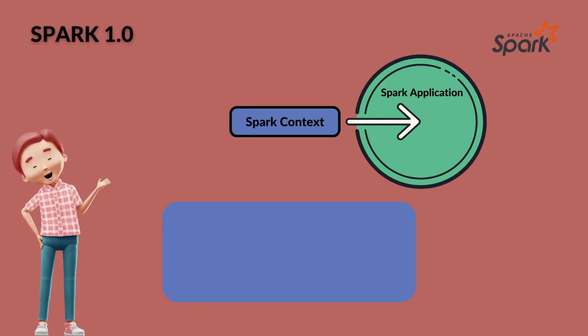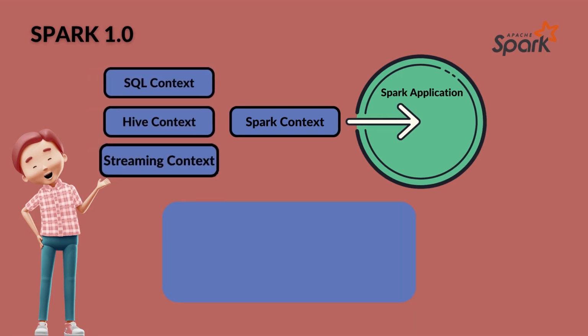Later Spark 1.0 was introduced. Many new features, including SQLContext, HiveContext, and streaming context, were added to Spark. Each of these has a specific use. For instance, SQLContext is the entry point to Spark SQL, which is a Spark module for structured data processing.